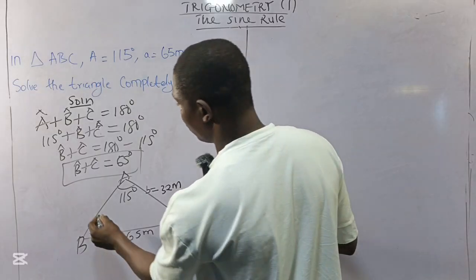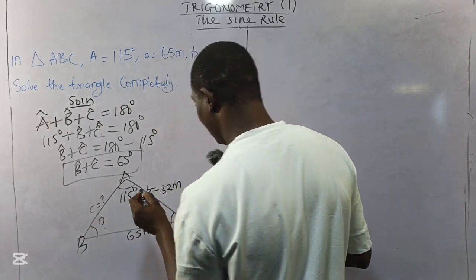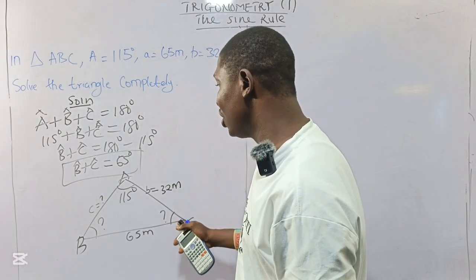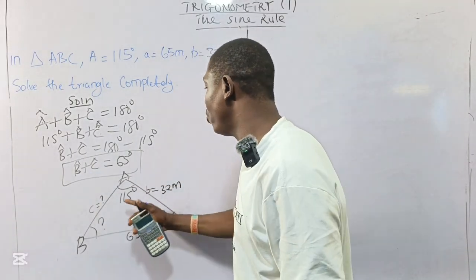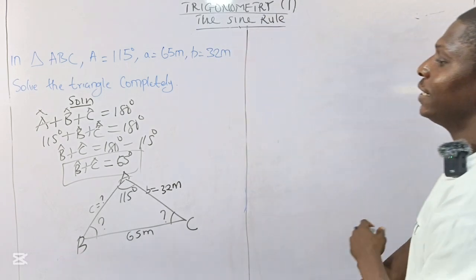Do I know any other side? No. My c is equally what? A question. This is a question and this is a question. I've already given an idea that B plus C must be what? 65 degrees to make the sum of angles in the triangle 180 what? Degrees.